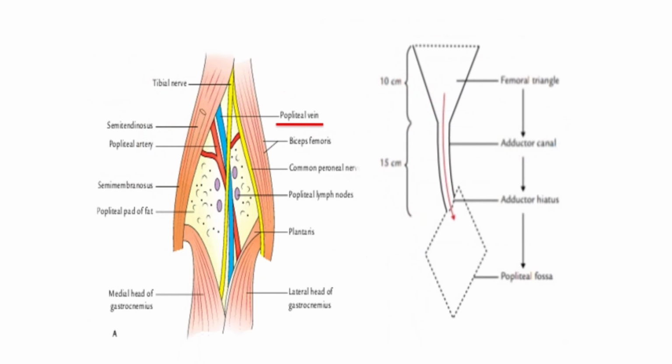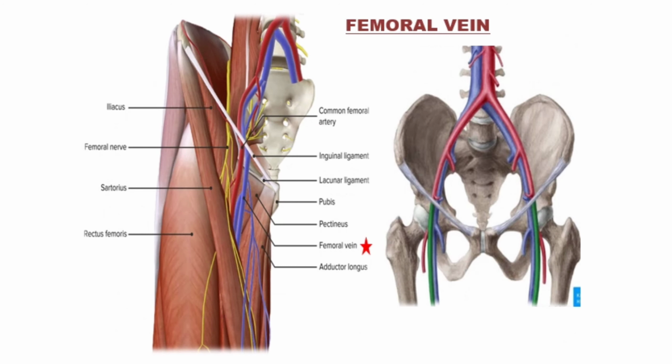Now we can study about femoral vein. Femoral vein has the same course as femoral artery, but backward. In the figure, you can see popliteal vein and popliteal fossa. Popliteal vein continues upwards and after passing through adductor hiatus, it becomes femoral vein. Then it passes through adductor canal and reaches the femoral triangle. In the femoral triangle, it lies medial to the femoral artery at the base and posterior to the femoral artery at the apex of the triangle.